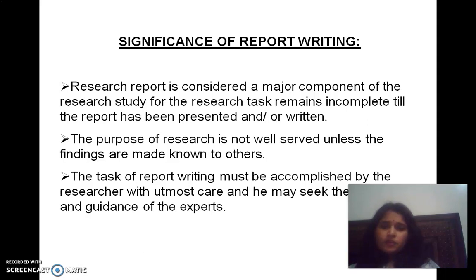The task of report writing must be accomplished by the researcher with utmost care, and he may seek the assistance and guidance of experts. If you are in an organization and a certain task is assigned to you, you have completed it but do not know how to prepare the report, you can take the help of your seniors and the experts in that organization, who will give you guidelines on how the work can be done and how the report can be prepared. This plays a very important role. A report is important for academicians, for employees working in organizations, for scientists, for the government. It is important for everyone.